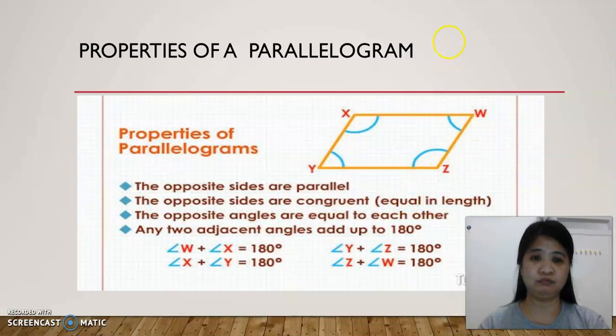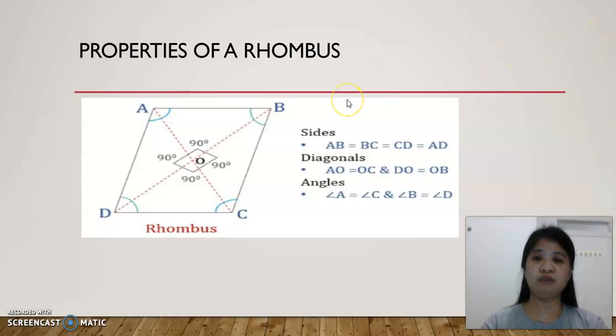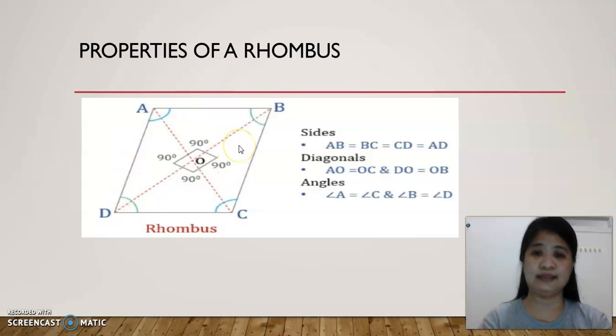Next, how about the properties of rhombus? Since a rhombus is also one kind of parallelogram, they have the same properties. So in rhombus ABCD, the two pairs of opposite sides are equal. Side AB is equal to side DC, and BC is equal to AD. So they have equal sides.